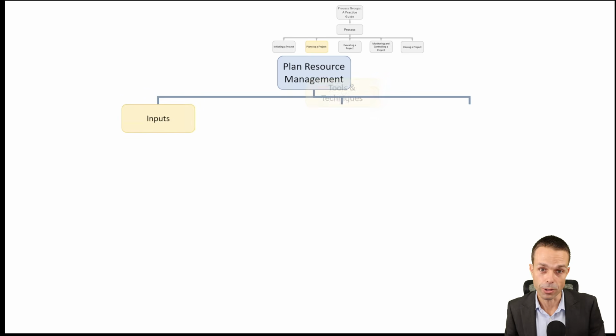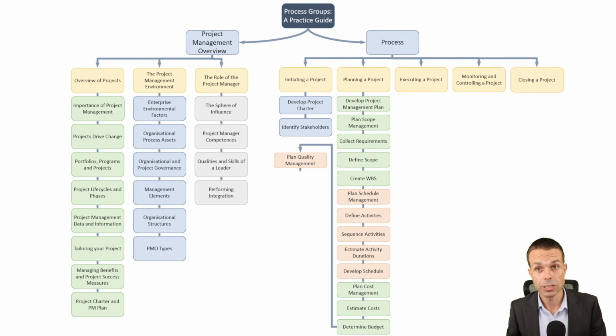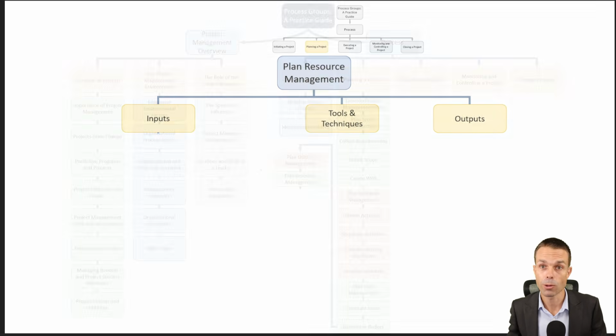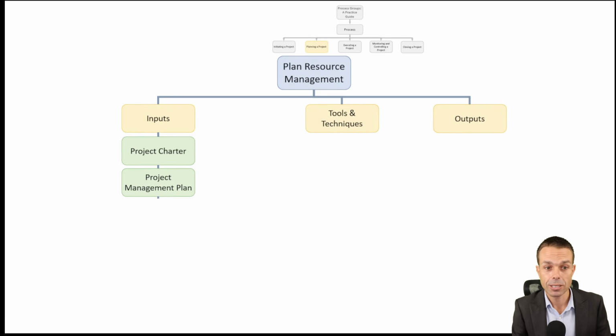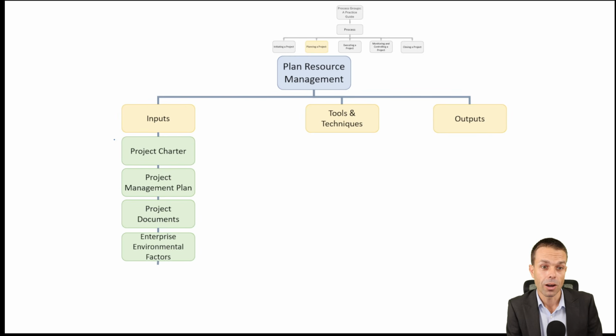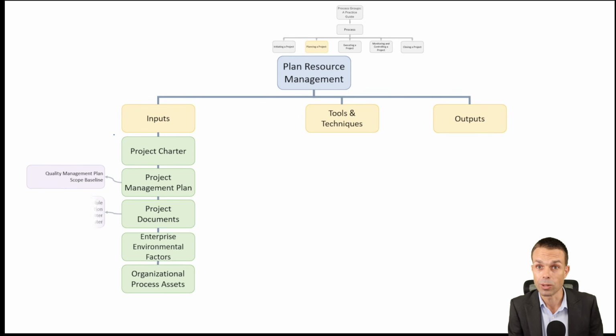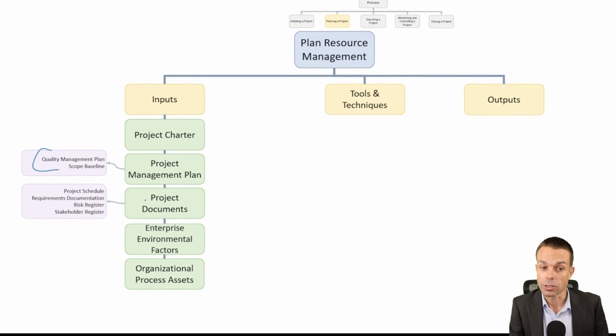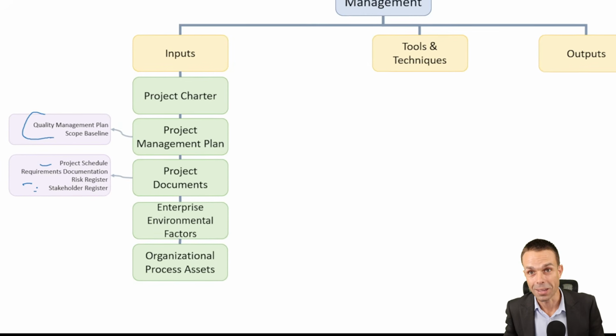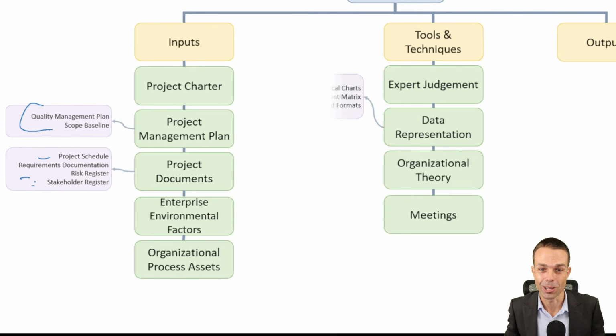Now that we've got quality under control, we can start planning the resources on our project. So how do we do that? Well, we're going to need our project charter. We might have a high-level idea of project resources that we had promised to us at the beginning when the project kicked off. The project management plan for quality management plan and scope baseline, the project documents and EEFs and OPAs, as always, seeing a lot of those.